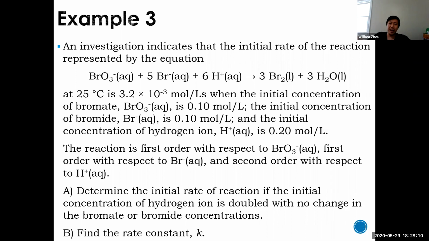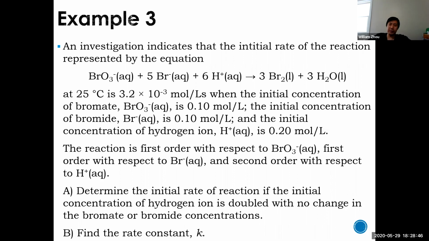Let's try to understand that. So basically, this is saying the rate is 3.2 times 10 to the negative 3. That's the rate of reaction. The concentrations of the three reactants are 0.1, 0.1, and 0.2 respectively. Okay, so basically it just gave you all the values. So what do you need to do? Well, the reaction is first order with respect to bromate, BrO3, and also first order with respect to bromide, Br, and finally it is second order with respect to hydrogen. So the order is 1, 1, 2.